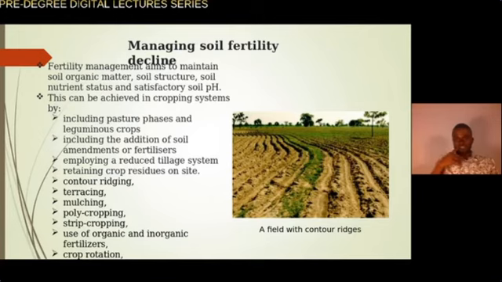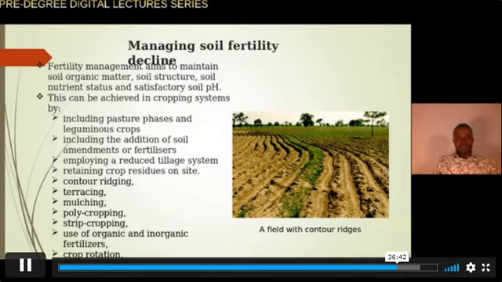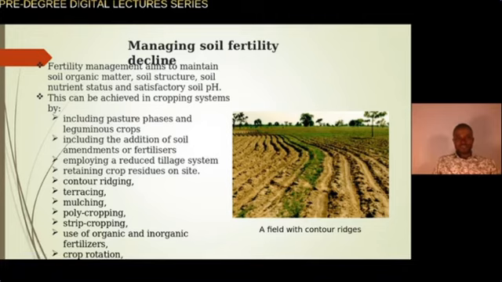Then how do we manage this fertility decline? Fertility management aims to maintain soil organic matter, soil structure, soil nutrient status, and satisfactory soil pH. Whenever we say we are managing the fertility decline, what is our aim? The aim is to maintain the soil organic matter, the soil structure, soil nutrient status, and pH from being affected. This can be achieved in a cropping system by including pasture phases and leguminous crops.